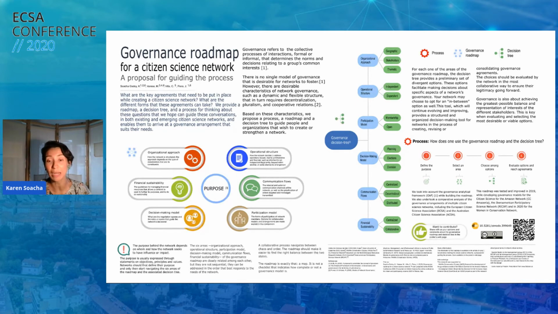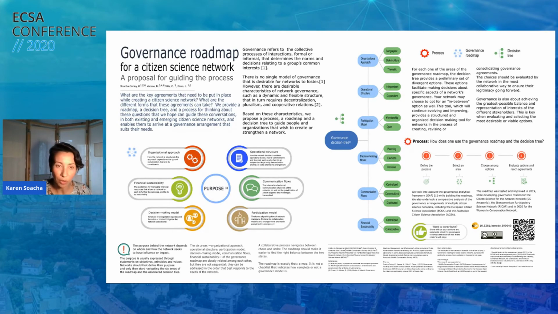Essentially, the roadmap was built mainly by researchers and professionals who have worked in different kinds of networks, in some cases with communities, but really there is no direct participation from civil society. How has the roadmap been used? This roadmap was tested and improved in 2019 while developing governance models for the citizen science for the Amazon network, the Ibero-American Participatory Science Network Recap, and in 2020 for the Women in Conservation Network.